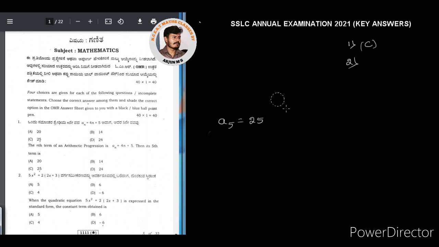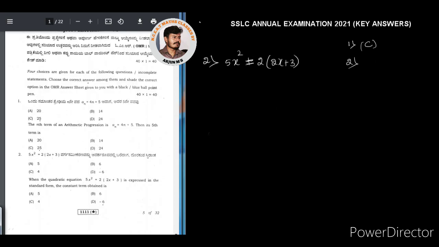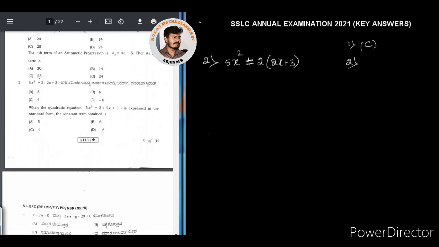This question belongs to quadratic equation. That question is, when the quadratic equation 5x square is equal to 2 of 2x plus 3, you just take down that condition, is expressed in the standard form, then the constant term obtained is. So what is the constant term after converting this particular condition into quadratic form? Then you just identify the constant term, right?